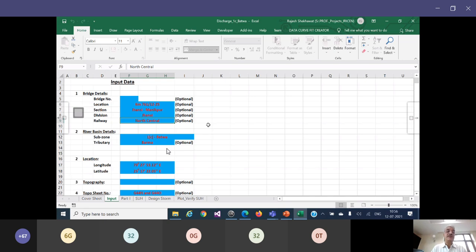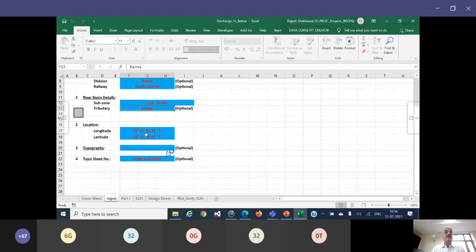Otherwise, there are formulas. So next is input data. Now bridge number, whatever is available, kilometer, location we have written. Section is Jhansi Manikpur, Jhansi division, North Central Railway, Zone NCR, tributary is Betwa. We can see from OSM and all. These were our latitude and longitude value corrected. Topography, if you want to write something. These were the topo sheet numbers. They are basically DEM numbers I put because we are solving by GIS.